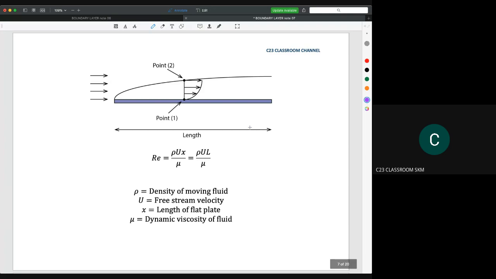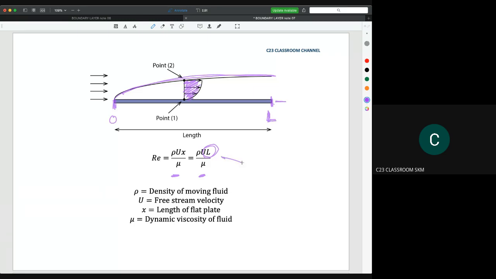And then you must know that in turbulent boundary layer, this is the basic idea we already used in laminar boundary layer. So we have a flat plate like this, and this is the boundary layer. This is the velocity profile that occurs in the boundary layer. Again, we could calculate the Reynolds number by using the idea of rho ux over mu, or rho UL over mu. The L here reflects the length of the plate. So this is 0, and this is the maximum length, which is L.